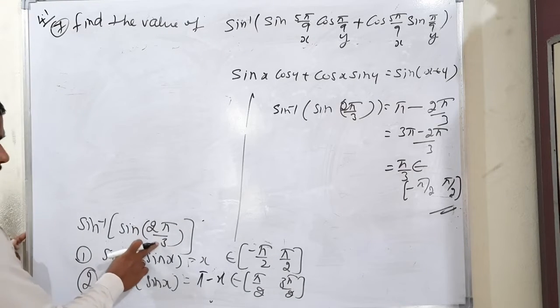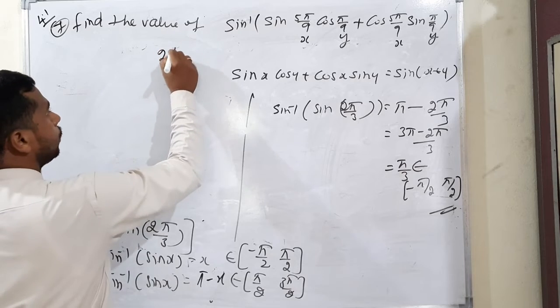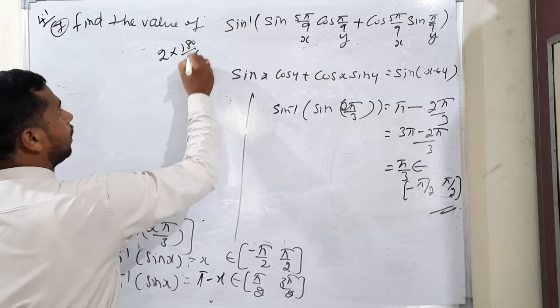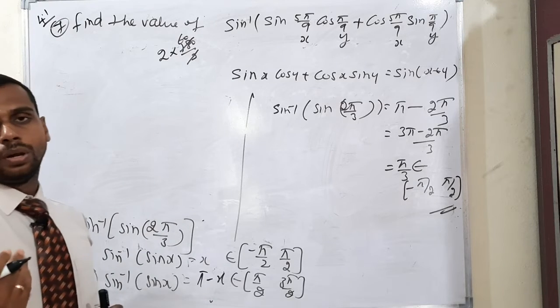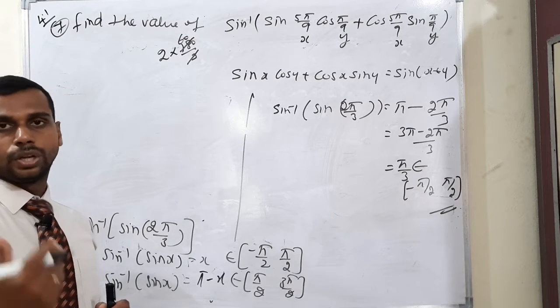This is 2 pi by 3. What is the value? 2 into 180 by 3. 180 by 3 means 60. So, 2 into 60 is equal to 120. That is above 90, so it is not in the range negative 90 to positive 90.